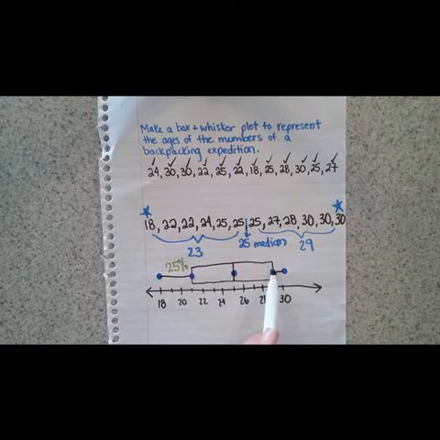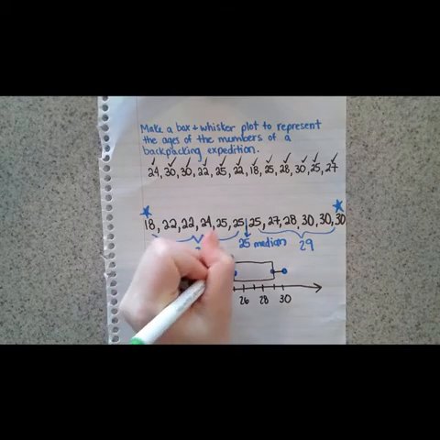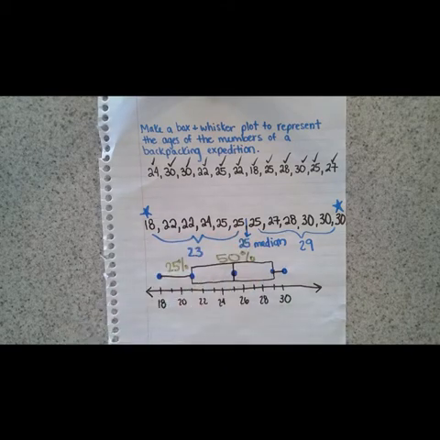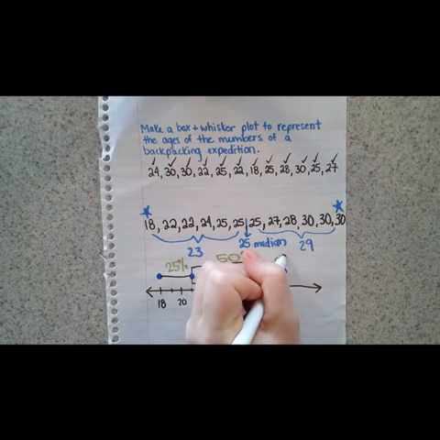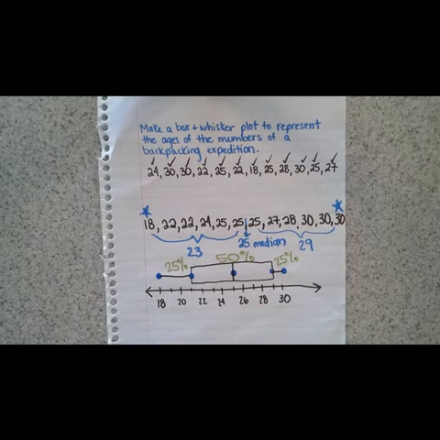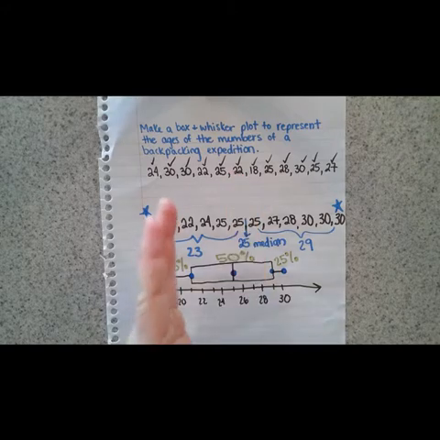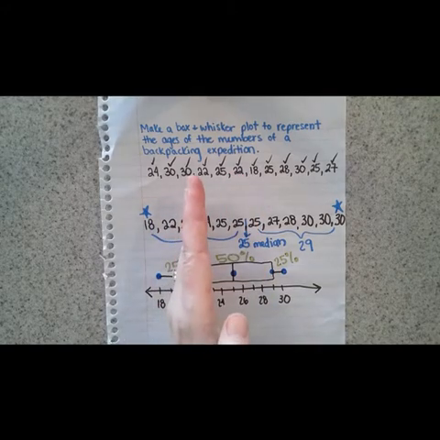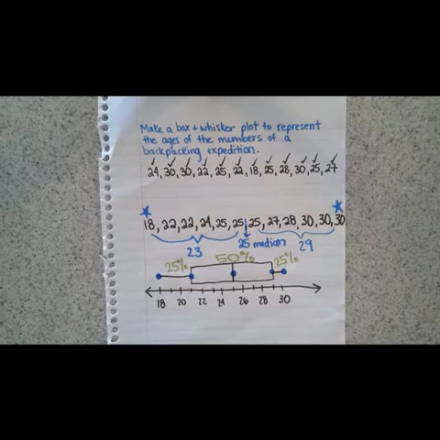The box, half of it is 25, half 25. So the whole box contains 50% of the data, or half, and then the other whisker contains the other 25% of the data. Since the median is half, the first quartile cuts it in half again, and the third quartile cuts it in half again.